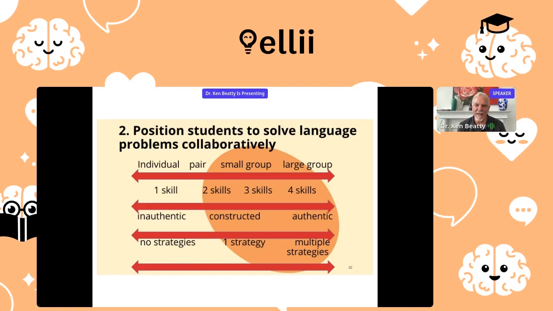So instead of having individual students do their work, always put them in pairs, small groups, maybe not so much large groups, because then it gets lost. Although I'll tell you a little trick. Here's my trick.